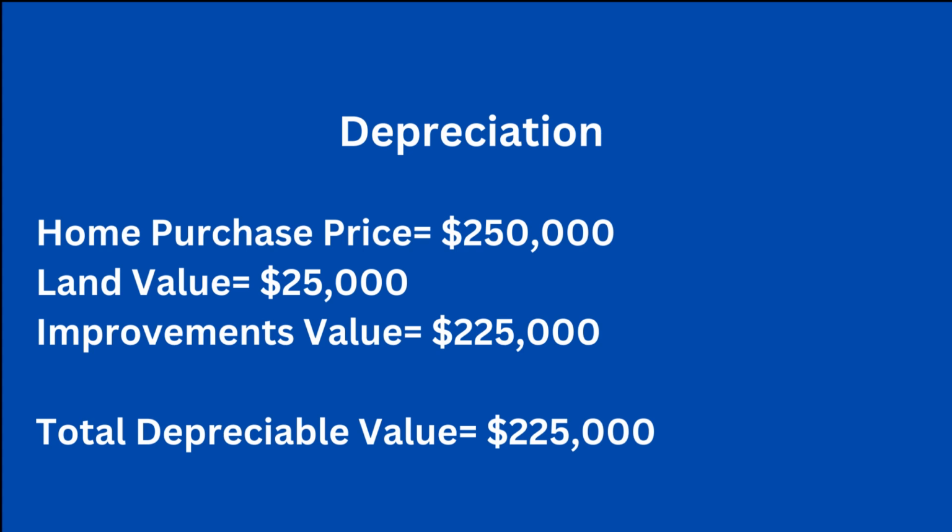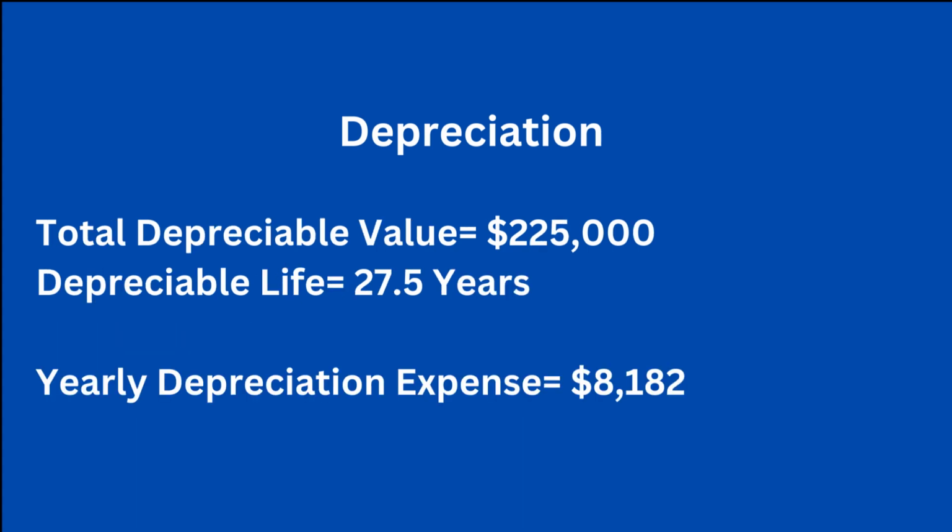So your depreciable value is $225,000. The next thing you have to look at is the depreciable life. The depreciable life is just how many years you depreciate it over. If it's a residential rental property, that's 27 and a half years. If it's a commercial property, that's 39 years. So you buy this single family home for $250,000, and it'll be depreciated over 27 and a half years.